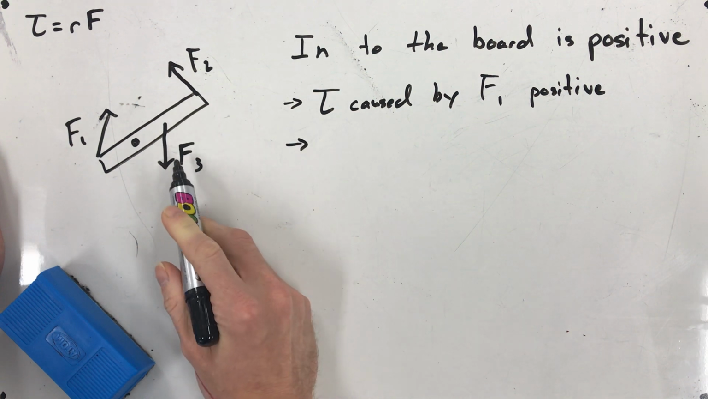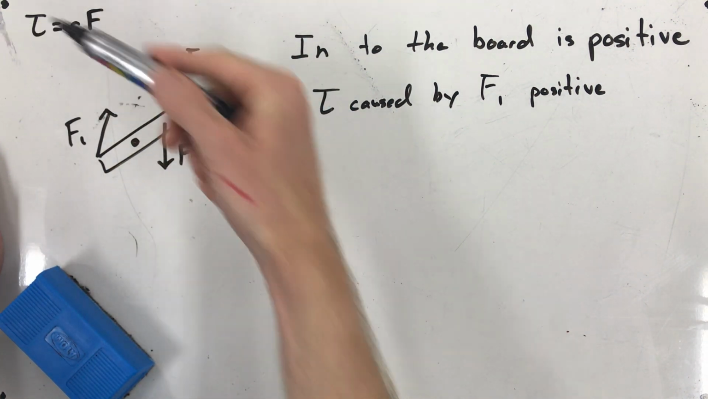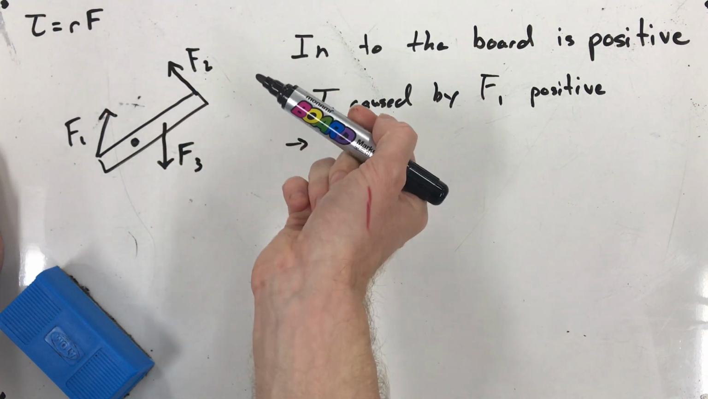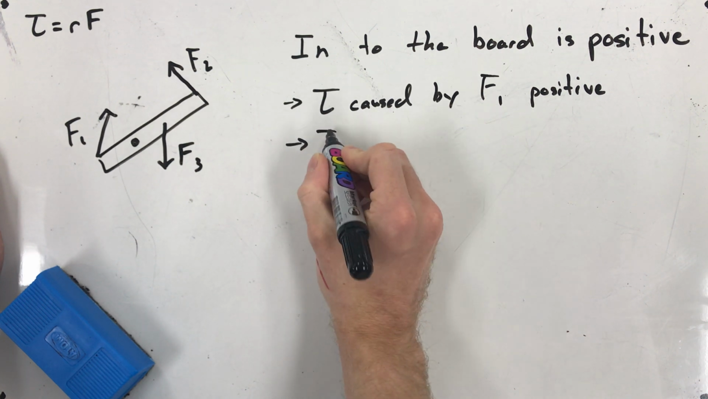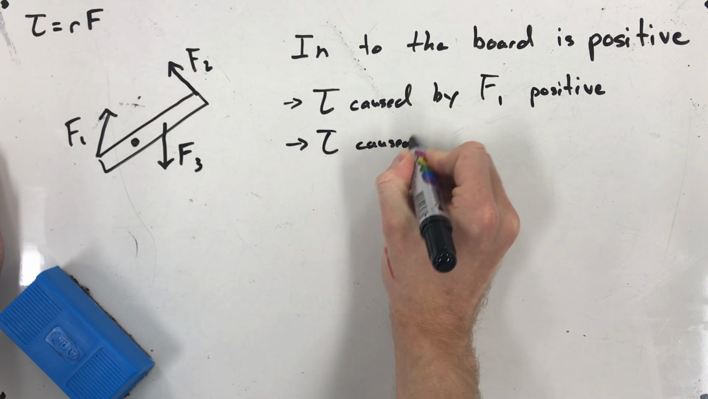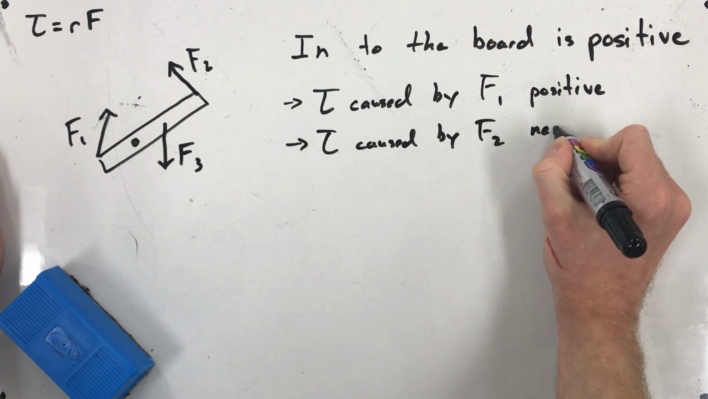What about the torque caused by F2? Well, F2 is pushing that way. It's trying to make it rotate in the other direction. So, oh, marked my hand. So F2 would actually be negative. So the torque caused by F2 is negative.